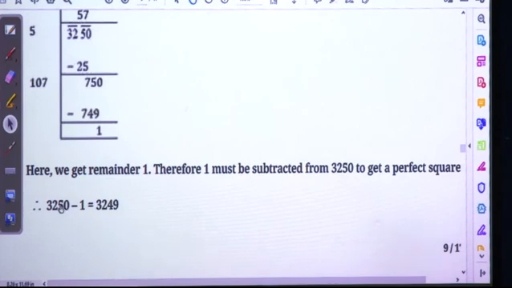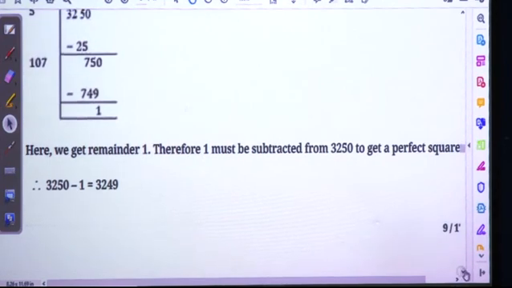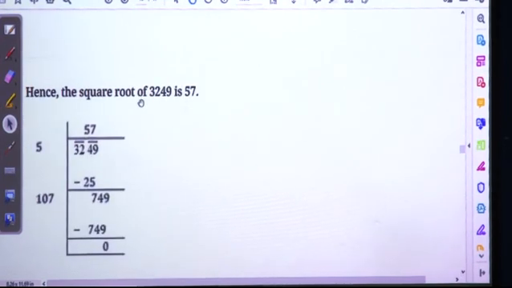So 3250 minus 1 is 3249. Now the square root of 3249: the calculation has been done. 32 is one group, 49 is the second group. The nearest square less than or equal to 32 is 5 square, 25, because 6 square is 36, which goes above 32. So 5 square is 25, and 32 minus 25 is 7. The remaining group is 49.